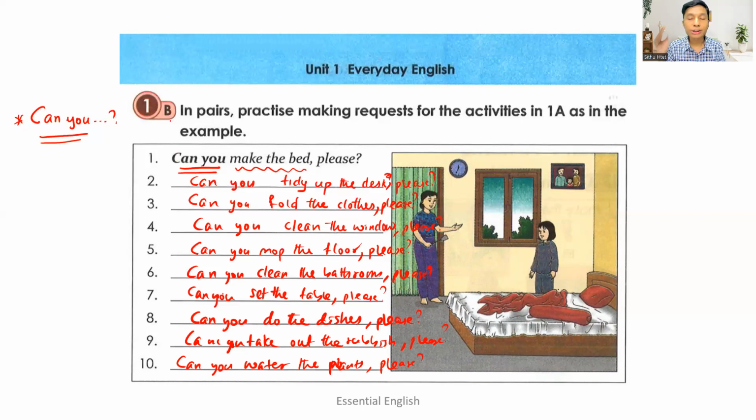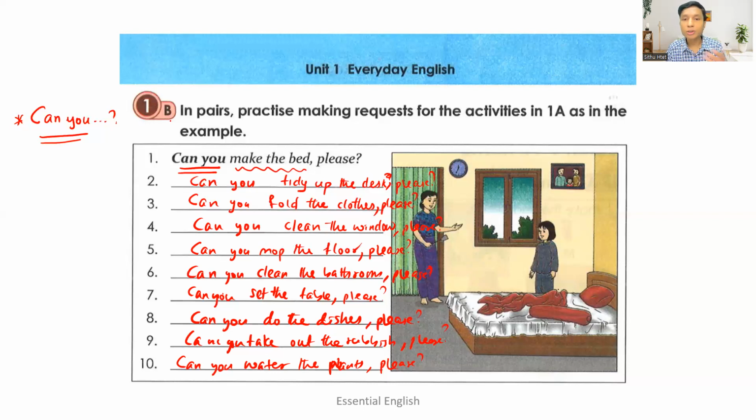And if you want someone, for example, you, to write down the sentences in your exercise book, how can I make the request? Yes, I'll say, can you write down the sentences in your exercise book, please? So please think about the activities. Please think about the things you want other people to do, and please use can you to make requests.